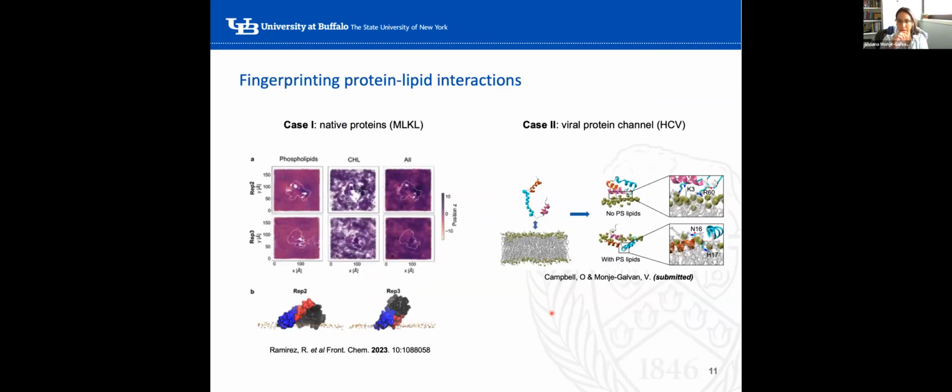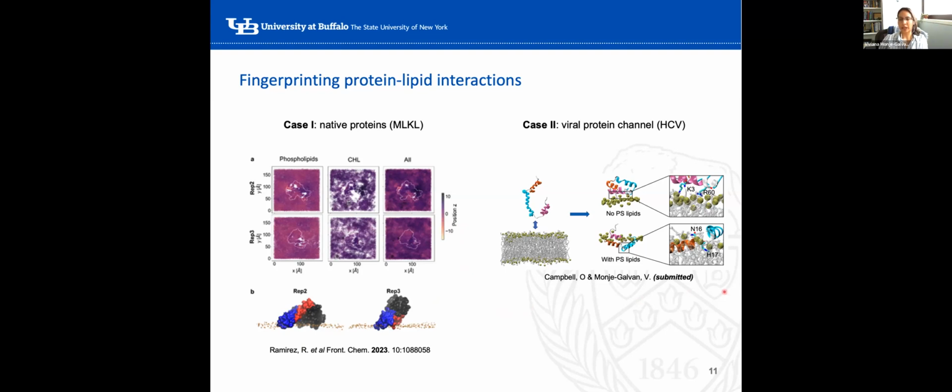So the two cases that I will share with you today are one from a native protein in the cell. It's called the MLKL protein. I will talk a little bit more about it in a minute. This is in the context, again, of mechanisms of cell death, protein lipid interactions of a protein that is known to help in the permeabilization of the membrane as part of a mechanism of cell death called necroptosis. I'll talk again about it in a minute. So that's one example of the studies we do of a protein that already exists in the cell and how it interacts with the membrane.